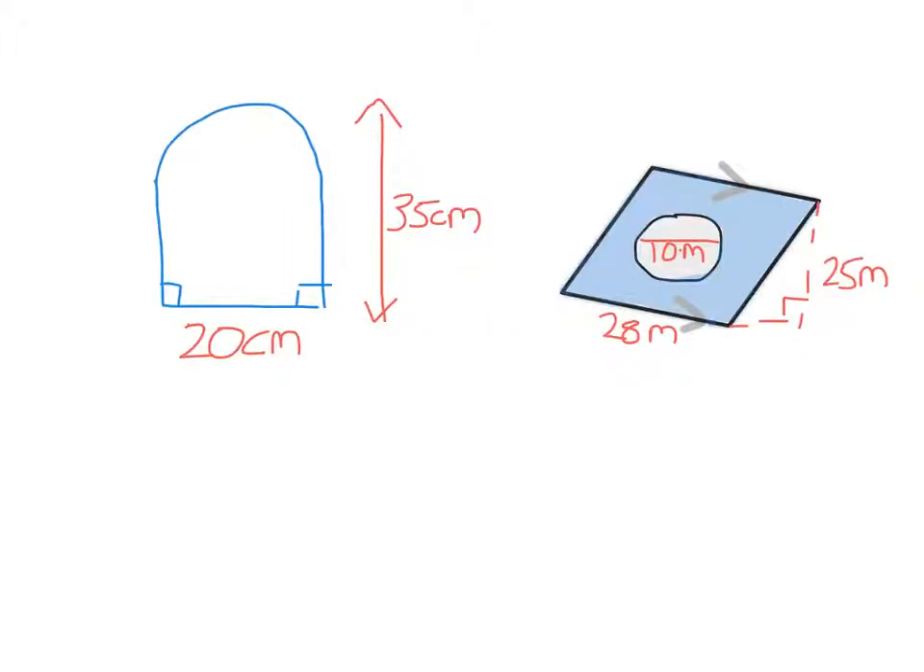Of course, we don't always need Pythagoras to perform area calculations. We're going to look at a couple of composite shapes. So that's one or more shapes stuck together. So let's look at the first example.